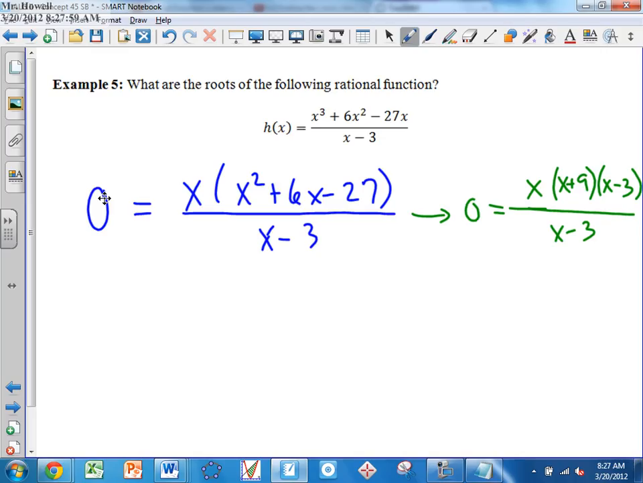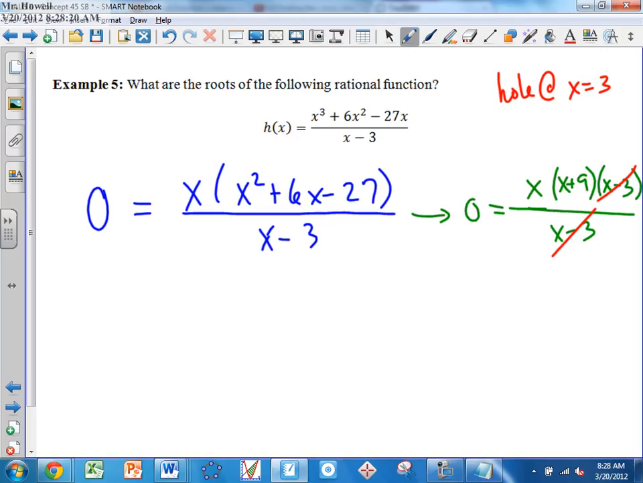Where's the hole? Very good. Where's the hole, guys? Negative 3, positive 3. Again, there's the hole there. Remember, the hole is always at the location that causes the denominator to become 0.